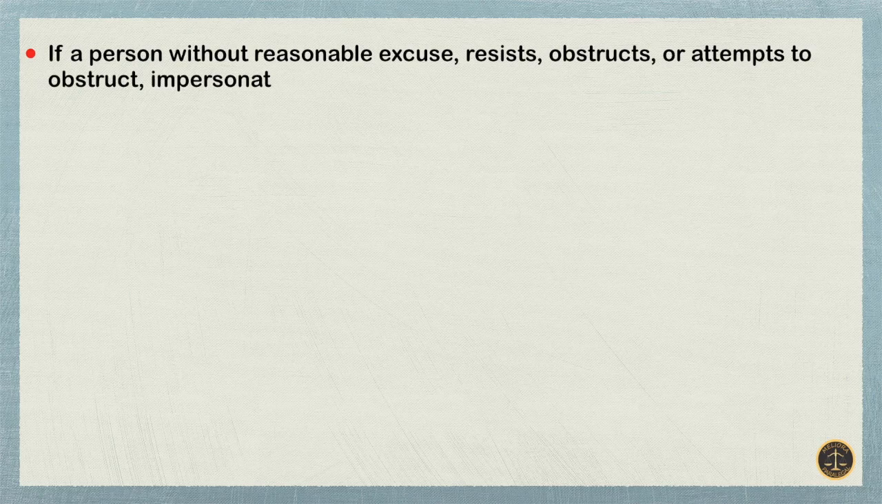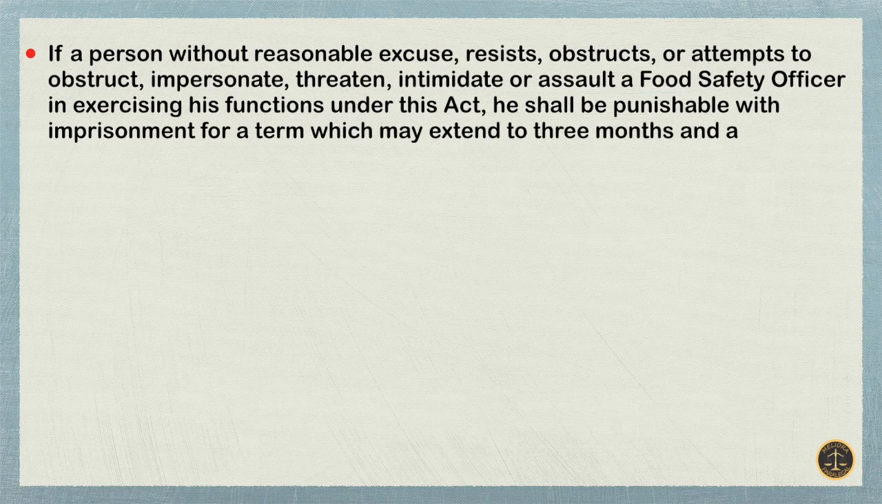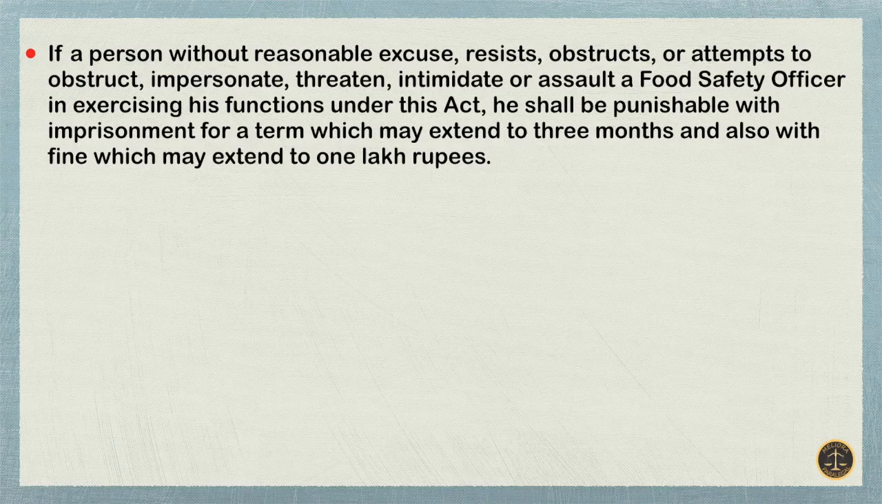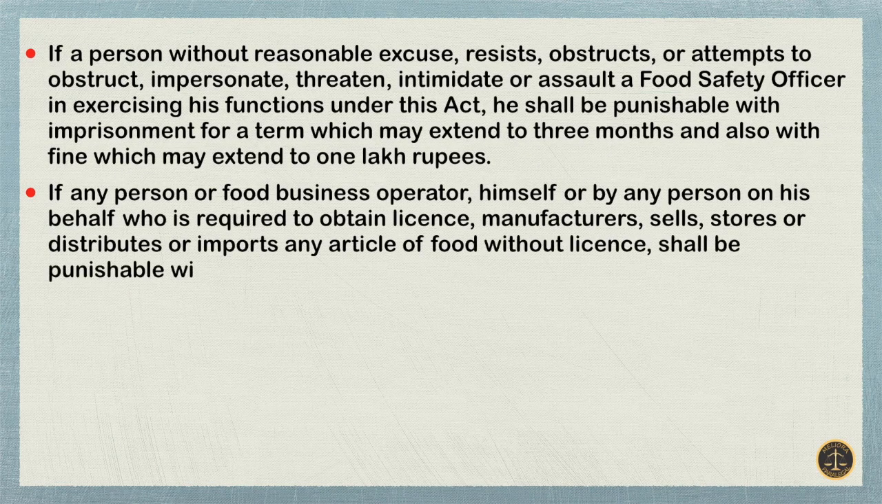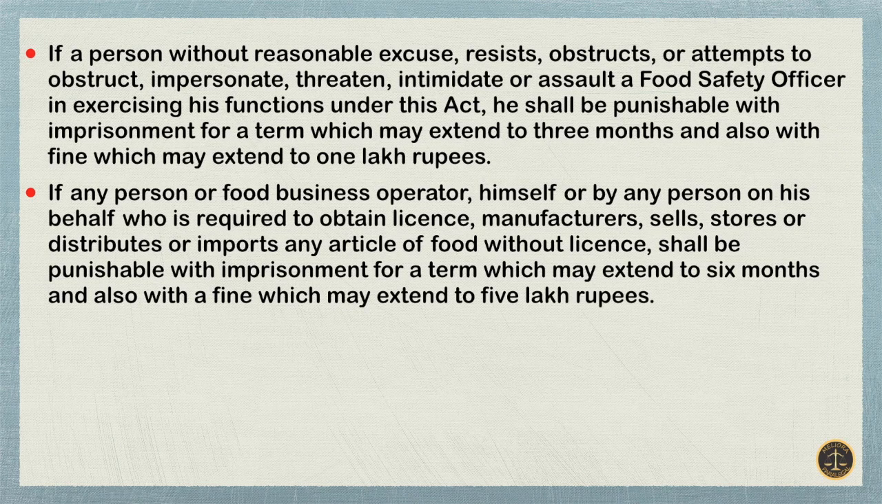Next, if a person without reasonable excuse resists, obstructs, or attempts to obstruct, impersonate, threaten, intimidate, or assault a food safety officer in exercising his functions under this Act, he shall be punishable with imprisonment for a term which may extend to 3 months, and also with a fine which may extend to 1 lakh rupees. If any person or food business operator, himself or by any person on his behalf, who is required to obtain a license, manufactures, sells, stores, or distributes or imports any article of food without license, shall be punishable with imprisonment for a term which may extend to 6 months, and also with a fine which may extend to 5 lakh rupees.